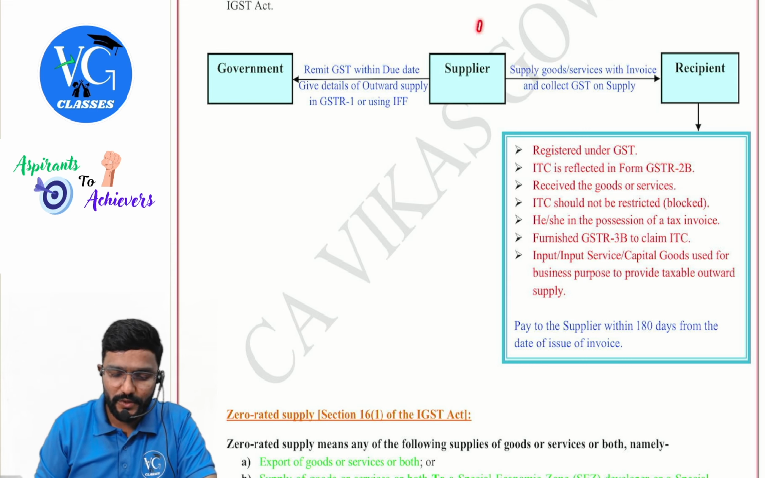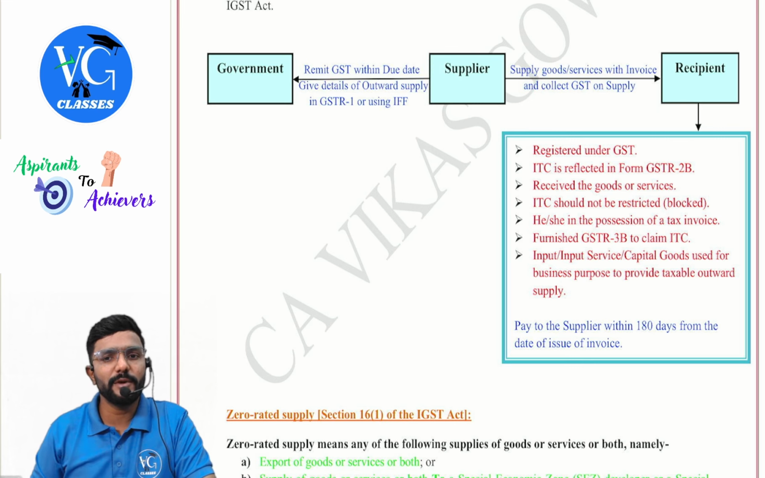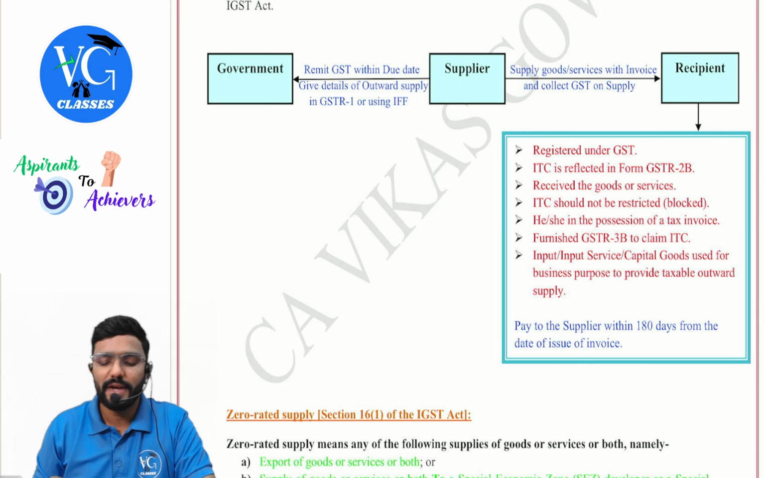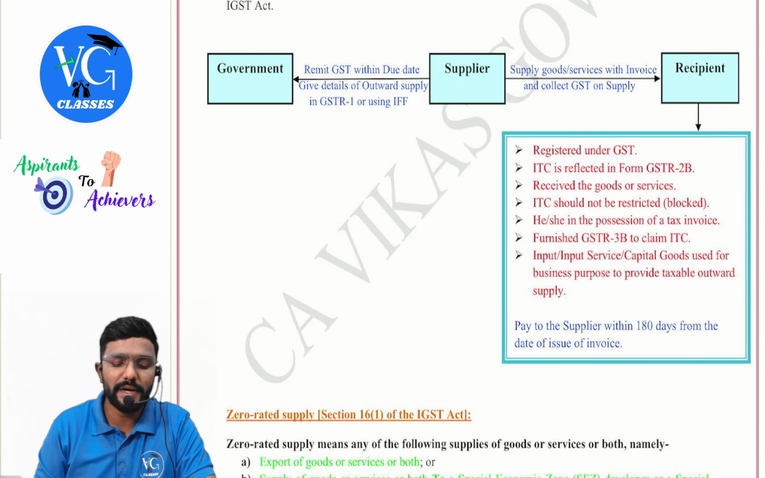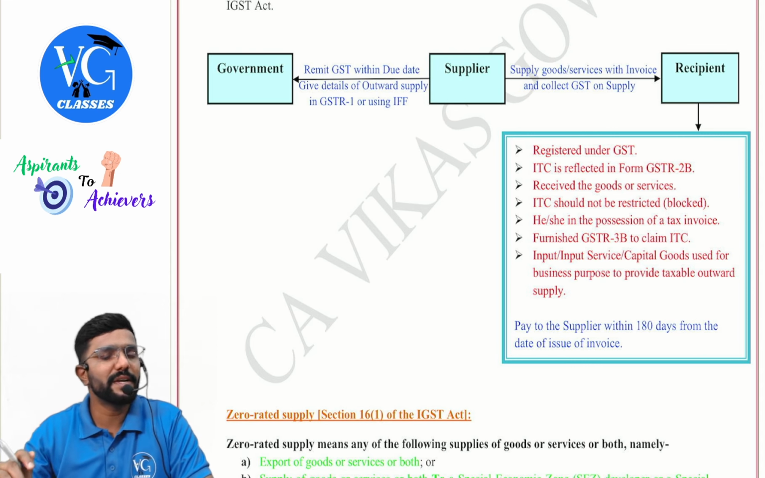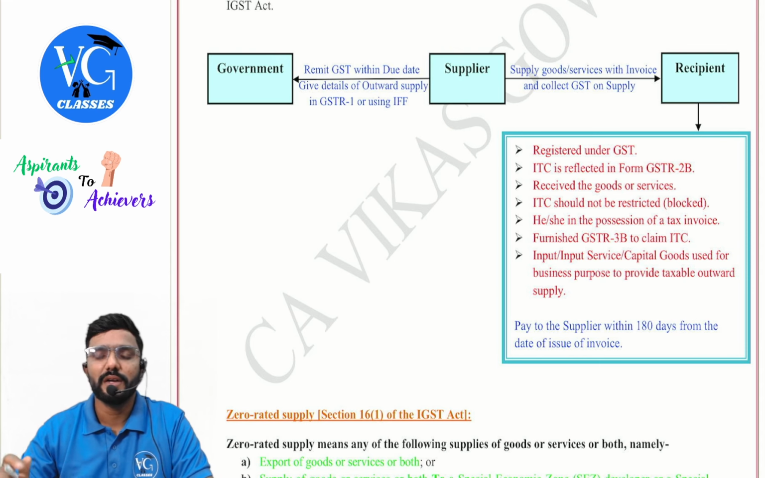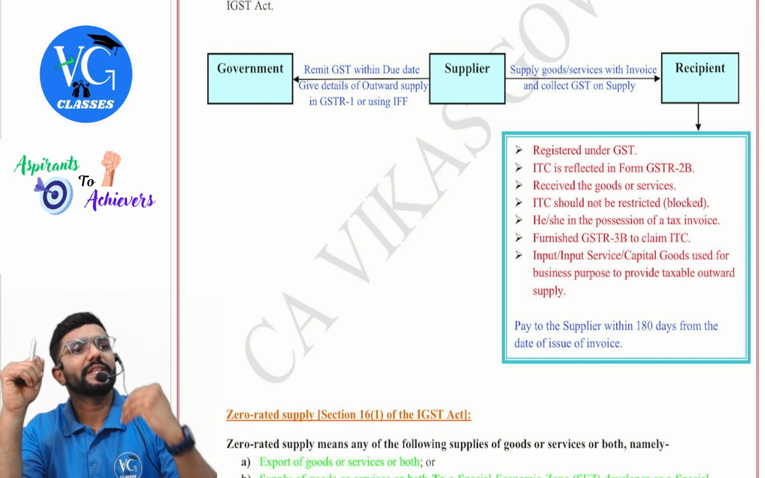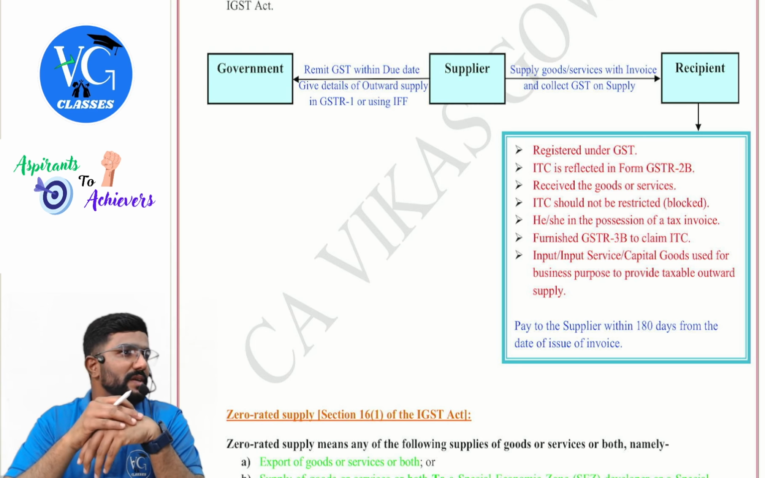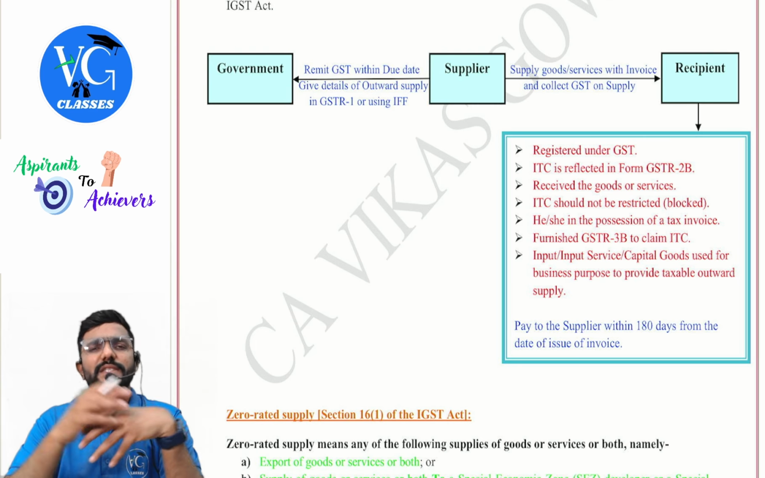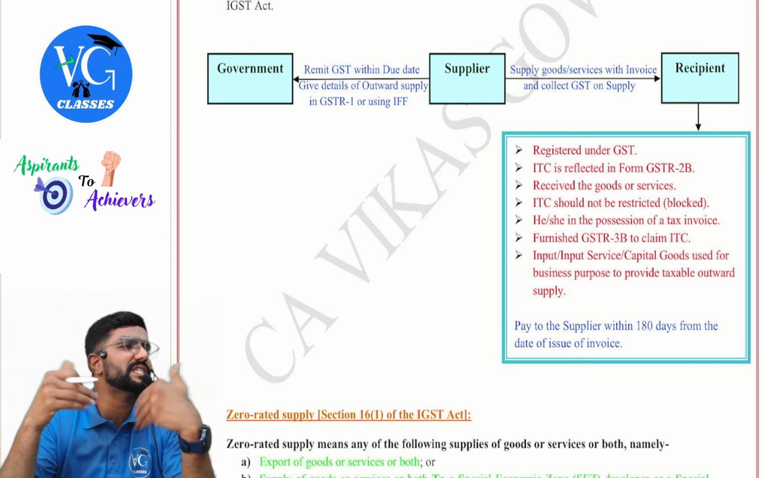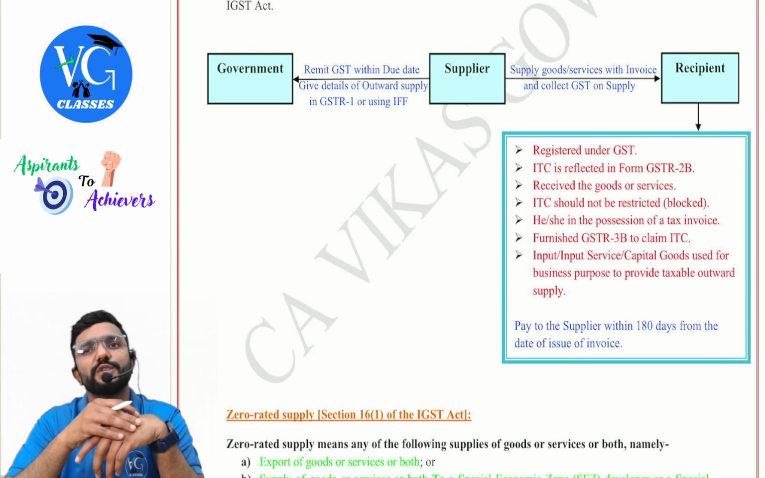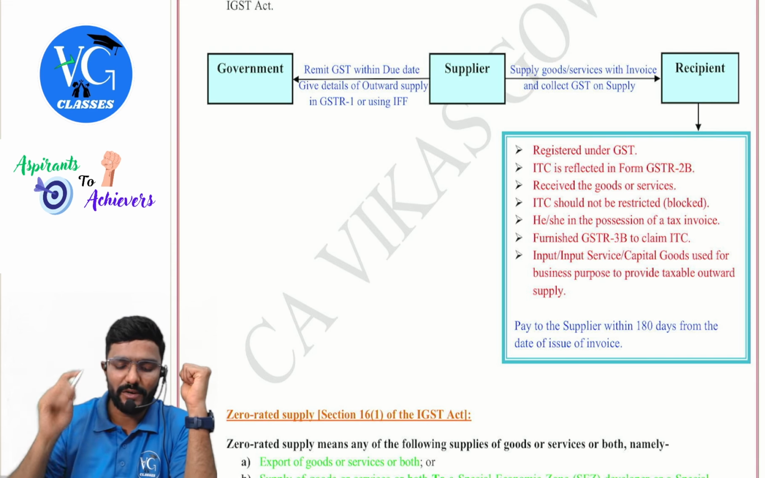Okay, chalo guys. So the supplier, whenever he is liable to pay tax, would have supplied goods or services along with an invoice to the recipient, and he will collect GST on the supply and remit it to the government. Yes, sir. And he has to file one return called GSTR-1, giving the details of his outward supply. Sir, during the month, what all have I done? For whom did I supply? How much GST did I collect? When did I remit it to the government? Invoice-wise details he has to give in this GSTR-1.